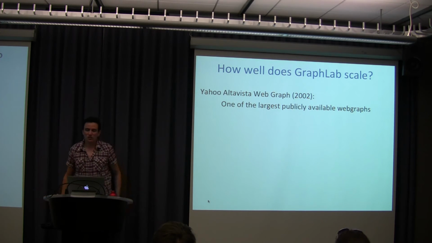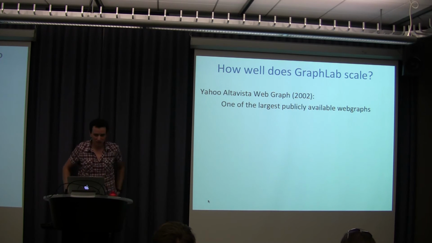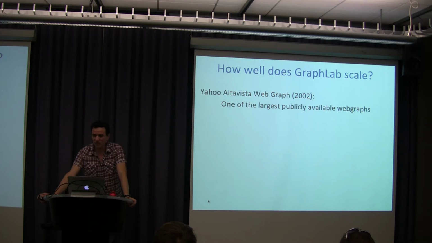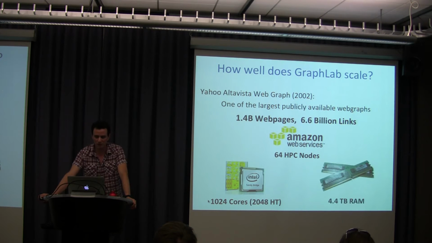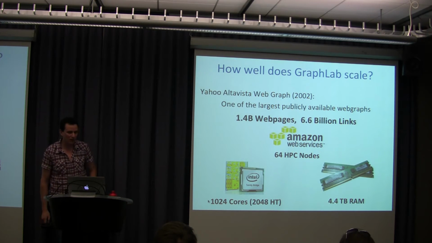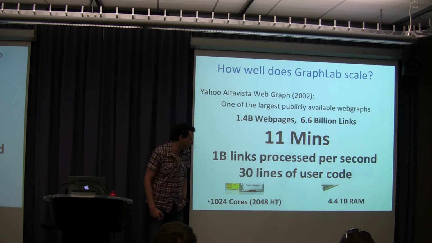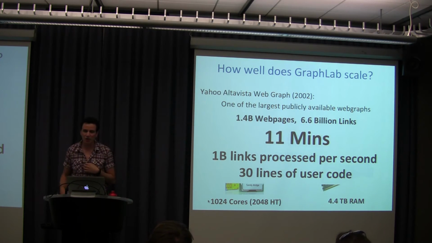And finally, let's go back to that big, large-scale web graph that we described in the beginning. I said there were no published results for it. It's hard to compare to anything else, but it had 1.4 billion web pages and 6 billion edges, 6 billion links. We used 64 Amazon machines, which is about 1,000 cores and 4 terabytes of RAM. And with GraphLab, we're able to run PageRank on this in about 11 minutes. So that's about 1 billion links processed per second and only 30 lines of code.